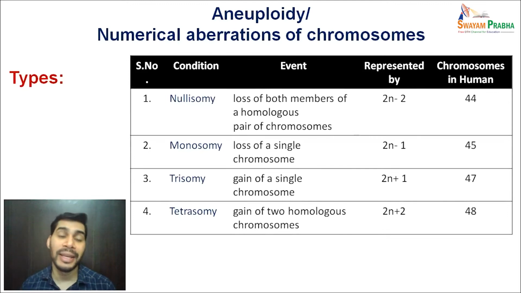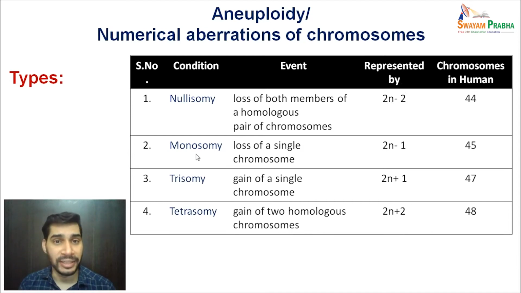For example, it is termed nullisomy when there is a loss of both members of a homologous pair of chromosomes. For example, let us assume that chromosome number 11 is getting lost. So both chromosome number 11 from the paternal and the maternal side get lost. This is represented as 2n minus 2. So 2n is the diploid number, minus 2 represents that both the members of homologous chromosomes have been lost. If you are talking about the human karyotype, in total there are 46 chromosomes, minus 2 leading to 44 chromosomes in total in case of a nullisomic individual.